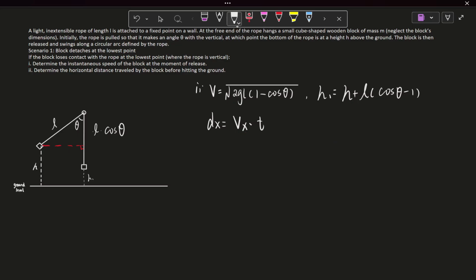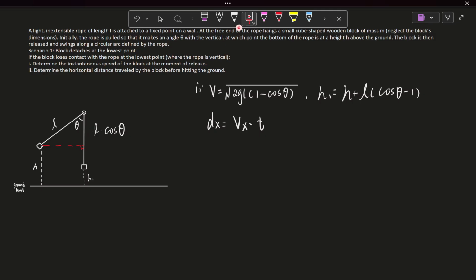So how do we find Vx? Well, let me tell you this. At the lowest point on the trajectory, when the block detaches from the rope, its instantaneous velocity is along the tangent to the circular path at that point, which happens to be horizontal. This is because in circular motion, the velocity vector is always perpendicular to the radius. So at the bottom of the swing, the radius of the circle points straight upwards towards the pivot, like this, right? So the only direction perpendicular to that is horizontal.